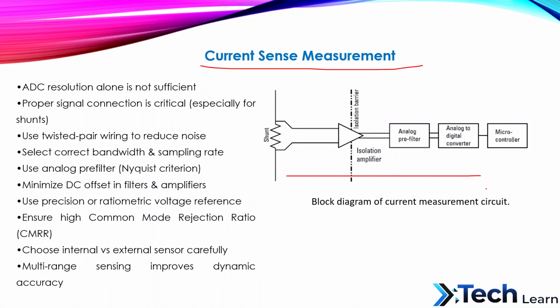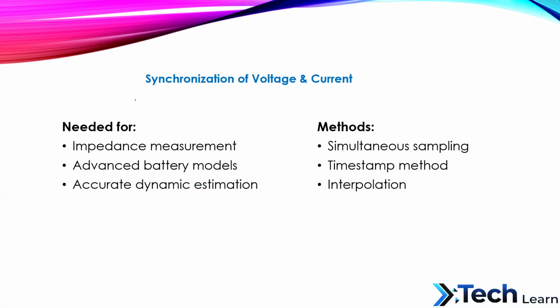Now coming to the synchronization of voltage and current. For advanced algorithms like impedance estimation, voltage and current must be synchronized. If measurements are not aligned in time, dynamic calculations become inaccurate. Three approaches are used for this. First one, simultaneous sampling. Second one is time step based synchronization. Then interpolation. Proper synchronization improves the model based estimation method.